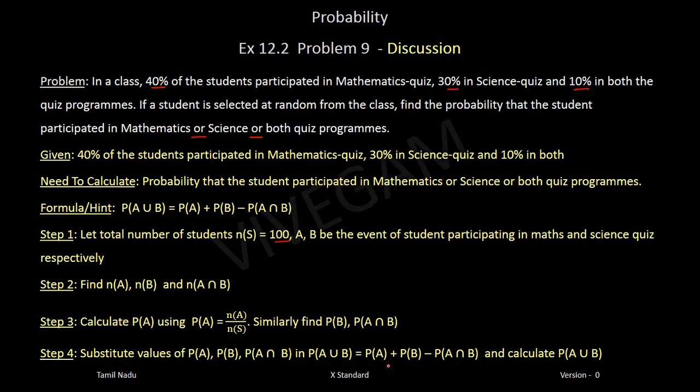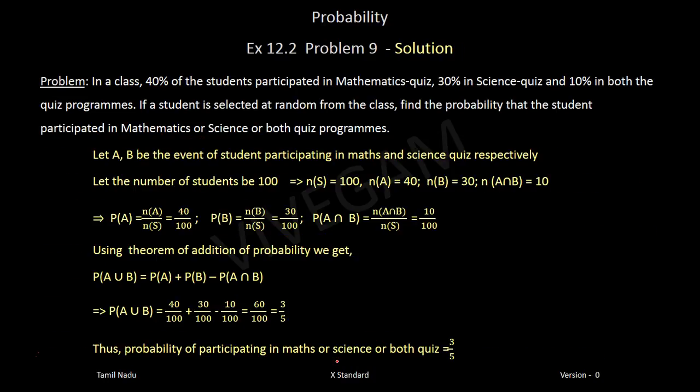Then we need to substitute those values here. So this is known, and this is known. So which means this can be calculated. And what is this? Probability of a student participating in maths or science, and "or both" is also covered in this itself. Okay, so it's mere substitution now. So let's do the problem together.